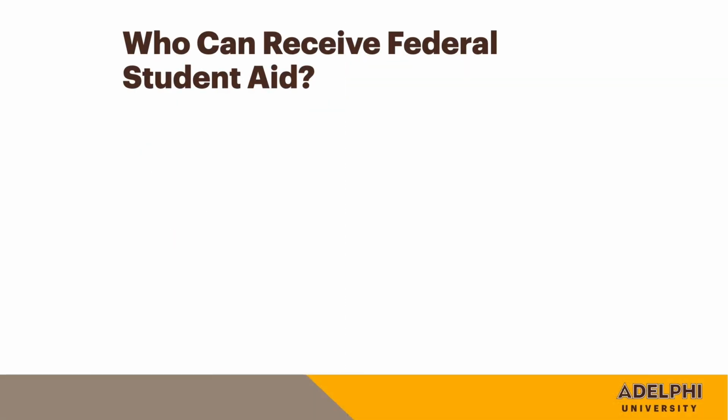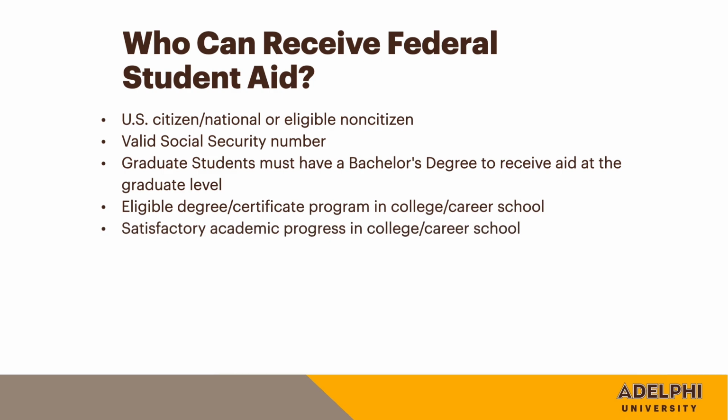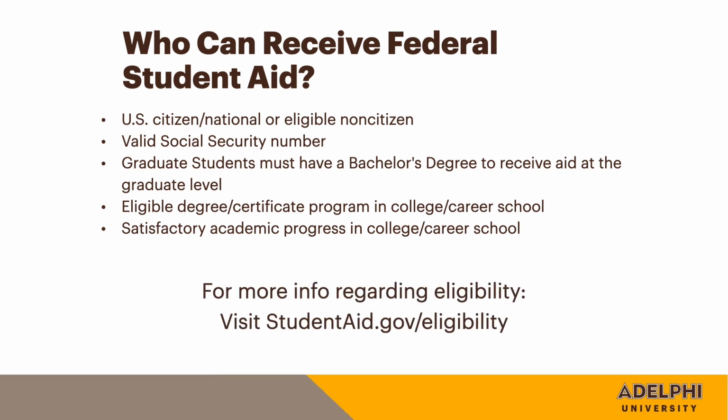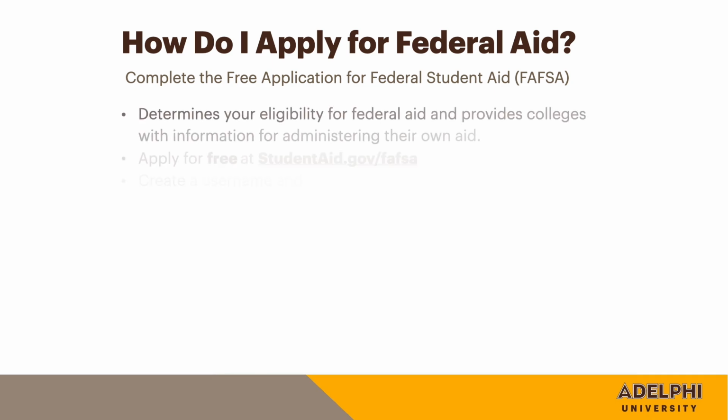In order to receive federal student aid, you must meet the criteria to file a FAFSA, which stands for Free Application for Federal Student Aid. Typically, you must be a U.S. citizen or eligible non-citizen, enrolled in a degree-granting program or an approved certificate program, and be meeting the federal government's academic standards. If you have questions about your eligibility, you can check for your specific circumstances on studentaid.gov. Completing the FAFSA is your first step. This is done for free online at studentaid.gov.